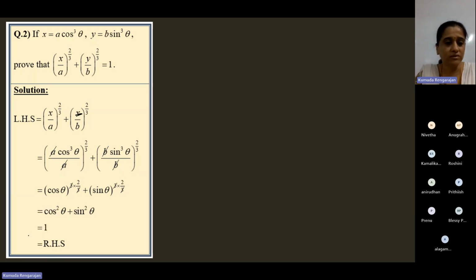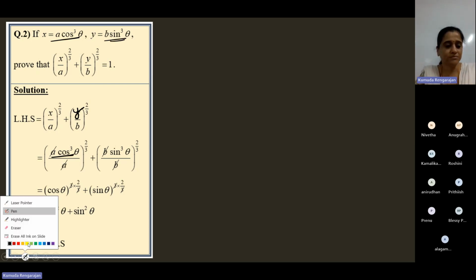Yes, this is y, okay? So the base is cos theta. It's raised to the power 3. And the whole thing is raised to the power 2 by 3. Right? So 3 into 2 by 3 plus, the denominator is gone, like it's 1. So there's nothing in the denominator. And here again, sine theta is the base. Multiply the powers, 3 into 2 by 3. So 3 and 3 get cancelled. So we have cos square theta.